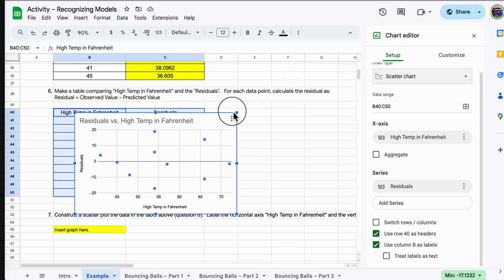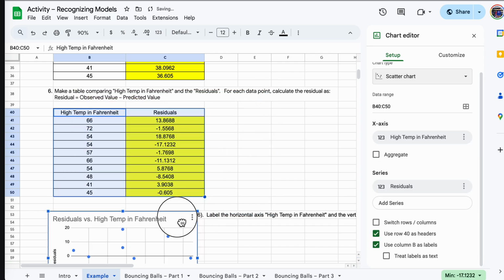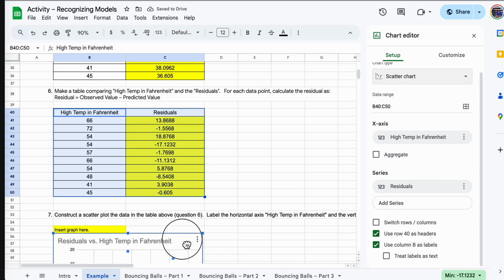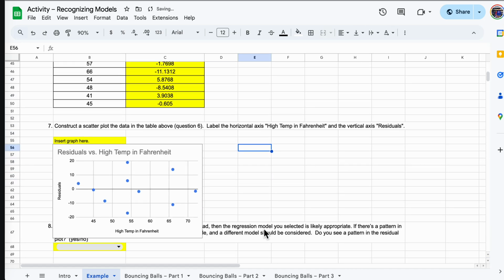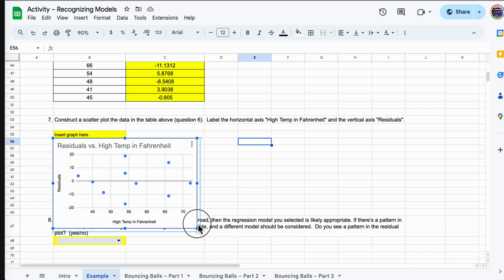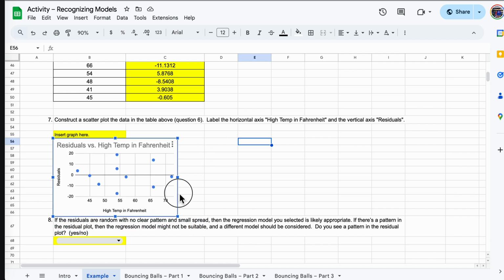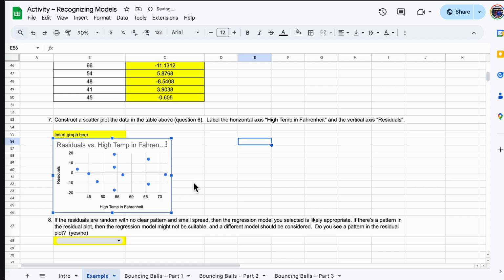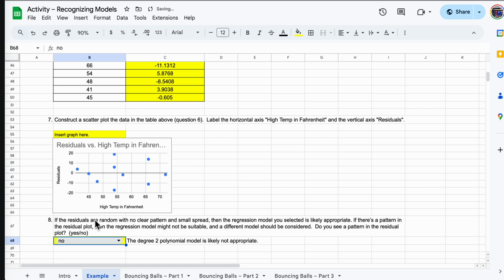All right, so the only other thing that remains here is making a determination of whether or not that quadratic model is appropriate. If it looks like the points are just kind of scattered all over the place, no real pattern to it, then we would say that the model we selected is appropriate. I don't see a pattern here, so I would say no. And I actually wrote the conclusion for you.